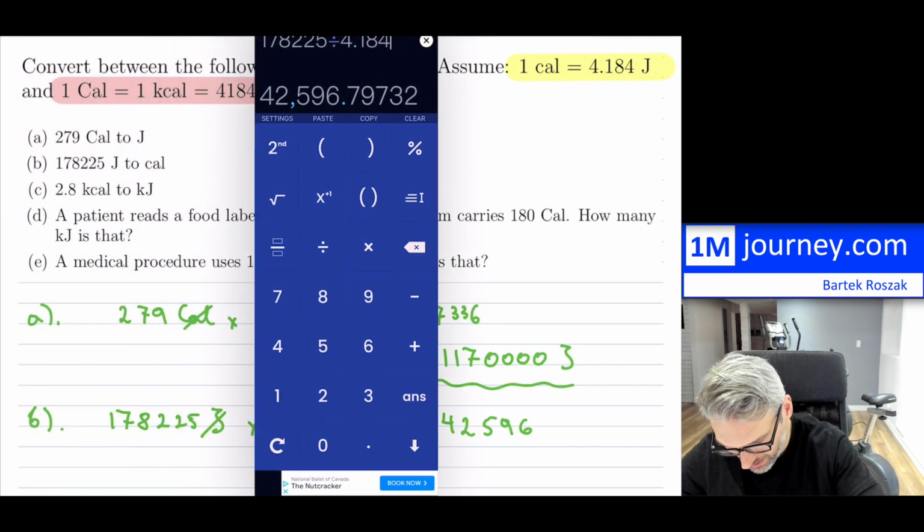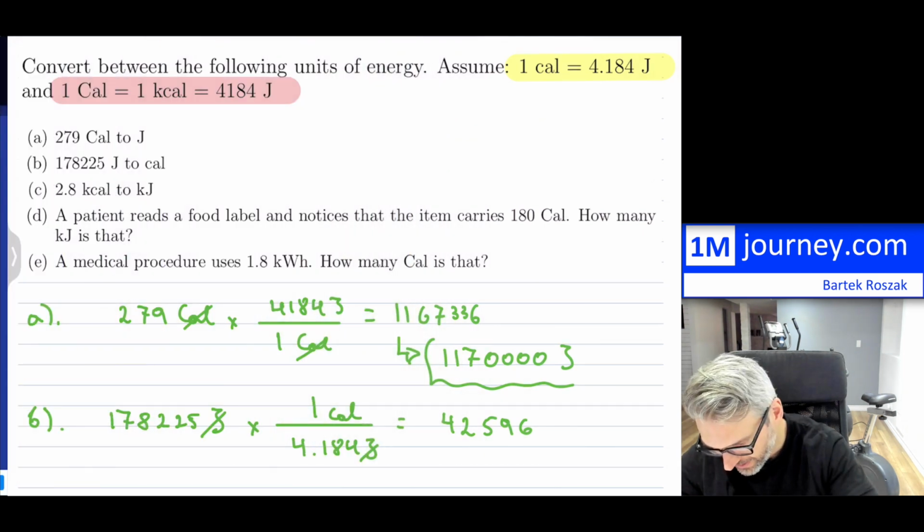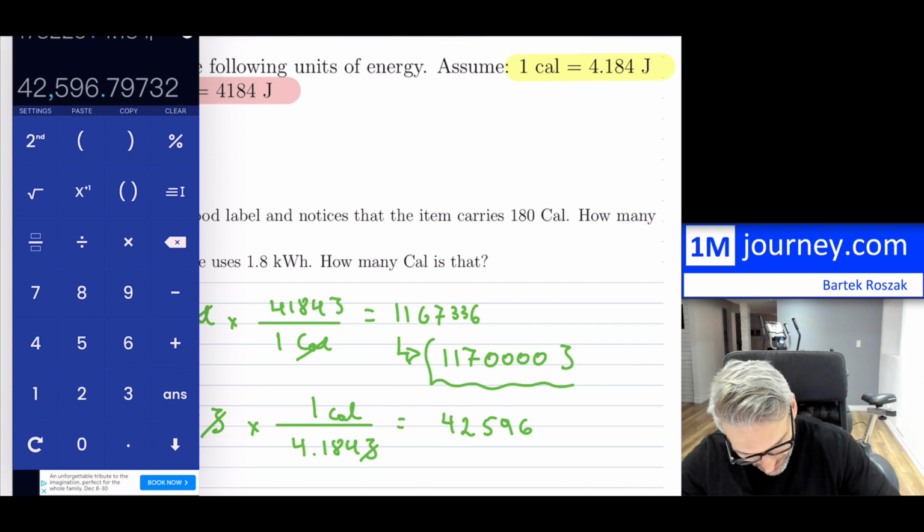42,596. Okay, let's see. 1, 2, 3, 4, 5, 6. Okay, that's 6 actually significant figures. So I'm going to round this to 0.8.